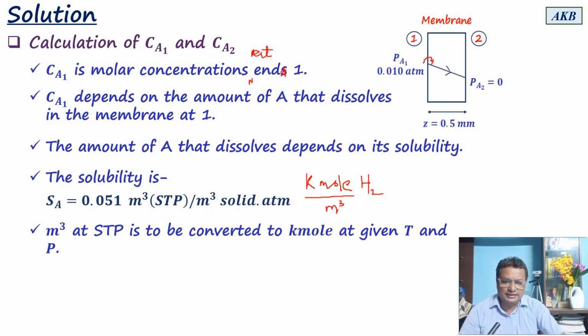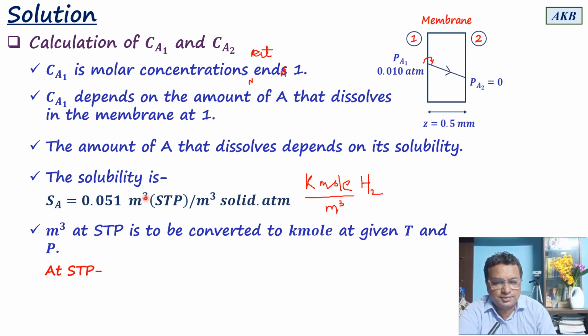So our task is to convert meter cube at STP to kilomole at the given temperature and pressure. This is the volume of H2 that dissolves in 1 meter cube of solid at STP. We have to convert it to kilomole of H2 that will be dissolving at the given temperature and pressure. The given temperature is 17 degrees Celsius, that is 290.15 Kelvin, and 1 atmosphere. So we have to convert the solubility data to kilomole of hydrogen per meter cube of rubber.